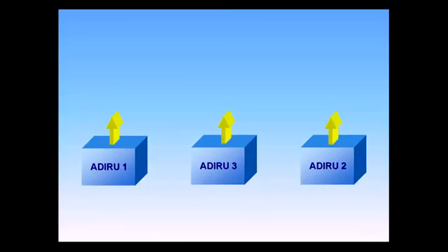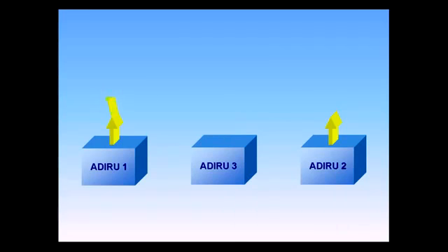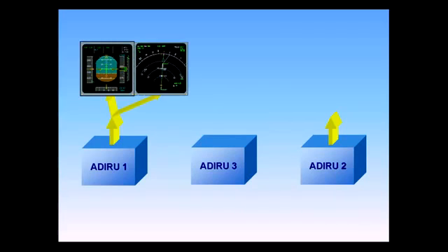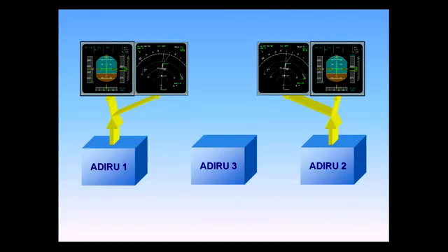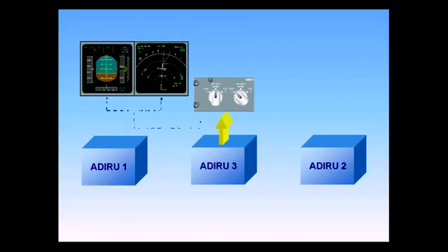Independent data is supplied by each ADIRS. Let's see an example of this. In the EFIS system, ADIRS 1 supplies the captain's instruments, and ADIRS 2 supplies the first officer's instruments. ADIRS 3 is available as a standby to either EFIS system via the switching panel.